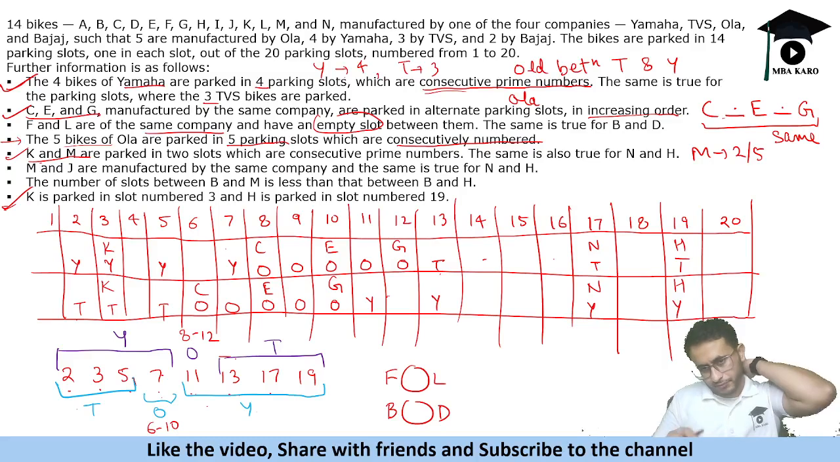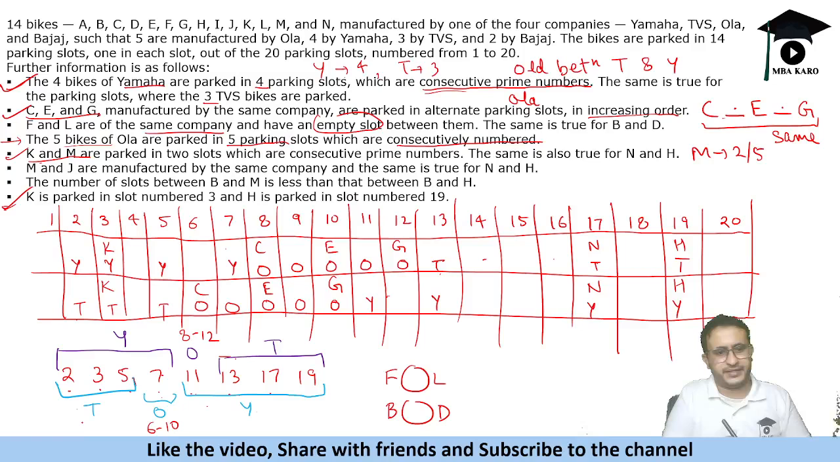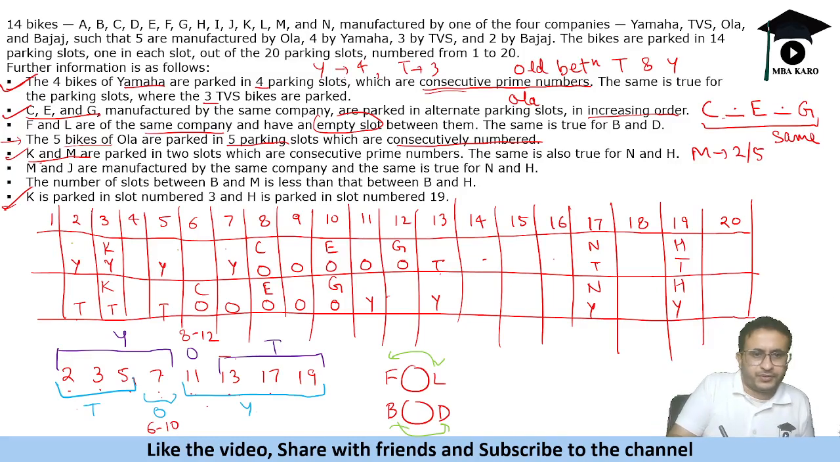Now we have to put these four bikes, F and L and B and D. So let us denote by this green structure FL, a pair FL, and similarly a pair BD. Okay, where can they be put? Now, one of these can be put here because there is an empty slot between them.